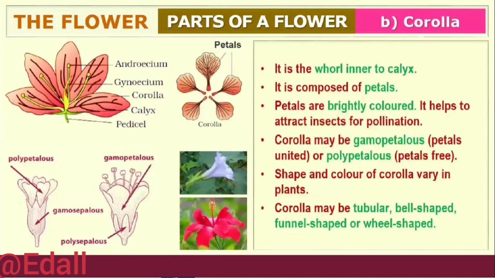5.5.1.2 Corolla. Corolla is composed of petals. Petals are usually brightly colored to attract insects for pollination. Like calyx, corolla may be also united, gamopetalous (petals united), or polypetalous (petals free). The shape and color of corolla vary greatly in plants. Corolla may be tubular, bell-shaped, funnel-shaped or wheel-shaped.